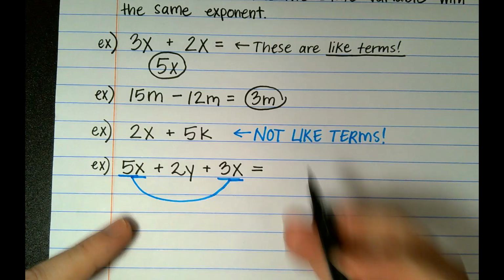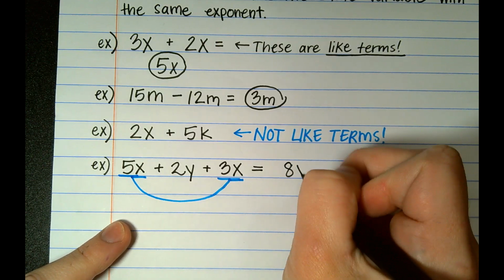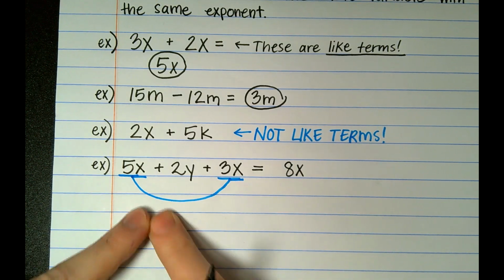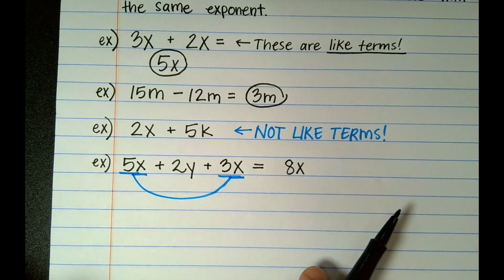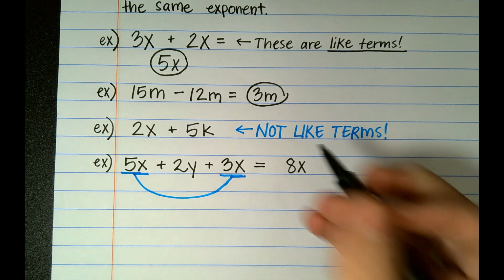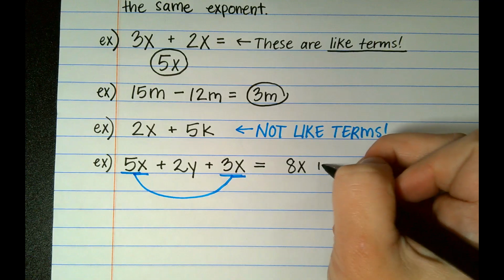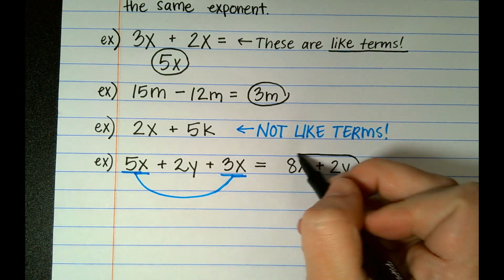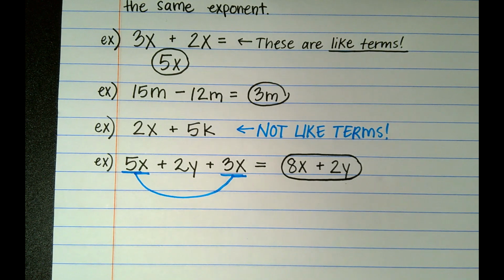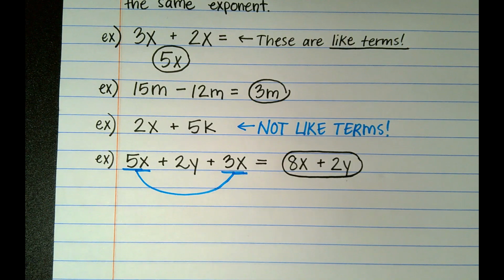So here's how I would combine all of this. I'm going to write 8x, since we've now combined our like terms. But what do we still have left? The 2y. We can't get rid of it. We need to add plus 2y. And that's as far as we can go, because these are not like terms.